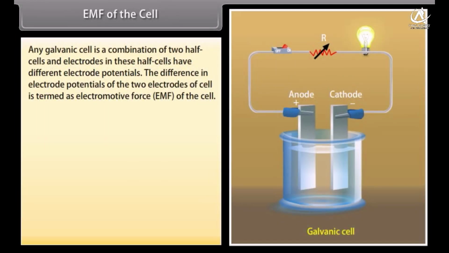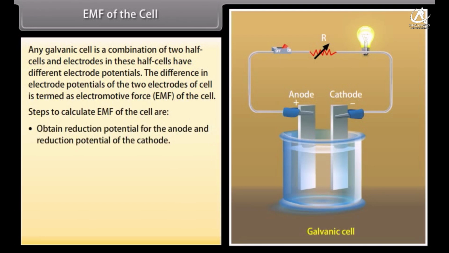EMF of the cell. Any galvanic cell is a combination of two half cells, and electrodes in these half cells have different electrode potentials. The difference in electrode potentials of the two electrodes of the cell is termed as electromotive force of the cell. Steps to calculate EMF of the cell are: obtain reduction potential for the anode and reduction potential of the cathode. Combine the two reduction potentials.